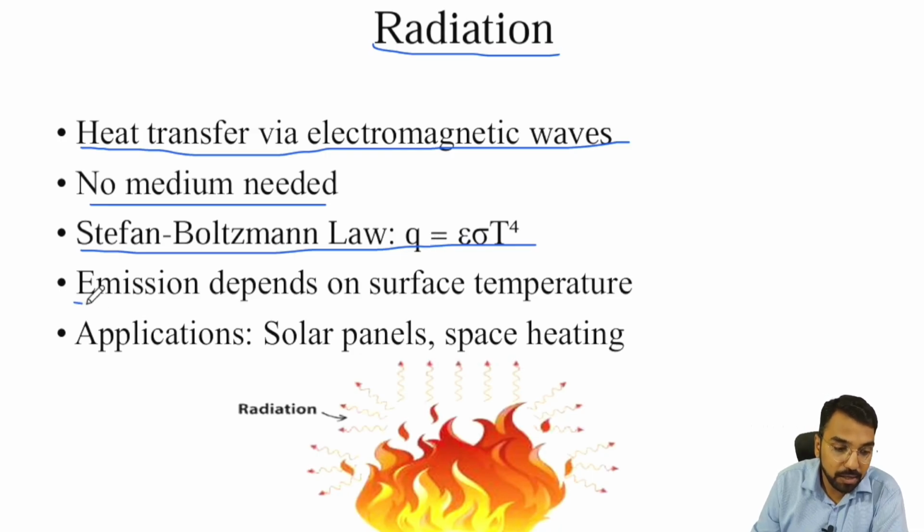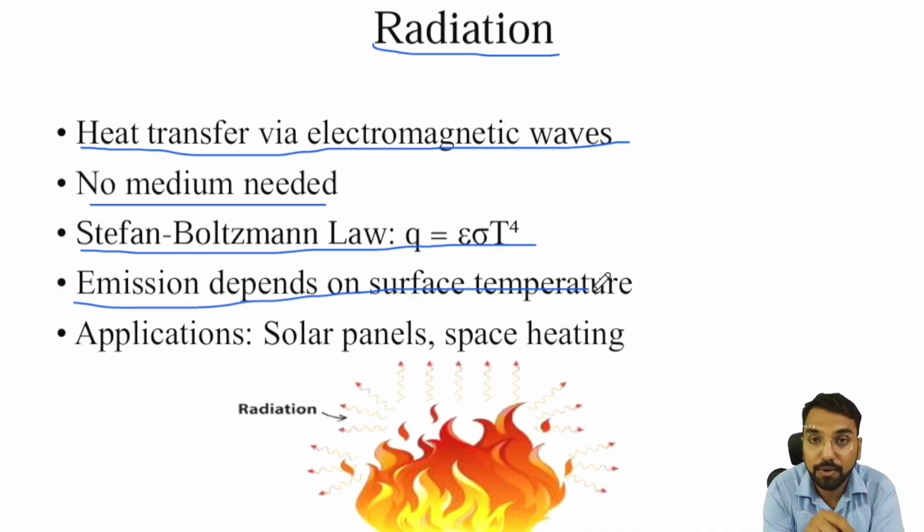So emission depends on the surface temperature. That is a very important factor. In radiation, emission or heat transfer is mainly dependent on the surface temperature. As the surface temperature increases, the total heat transfer increases by a power of 4. Emission depends majorly on the surface area and surface temperature, so the surface temperature is more prominent in radiation heat transfer.